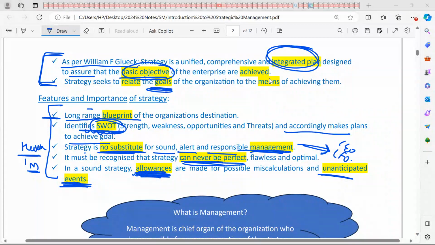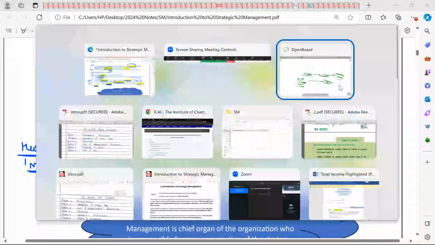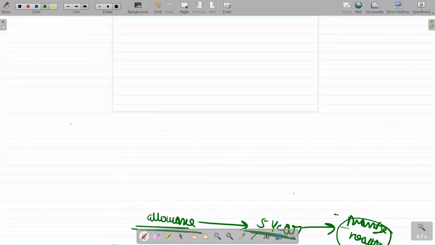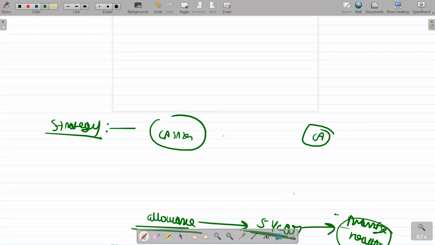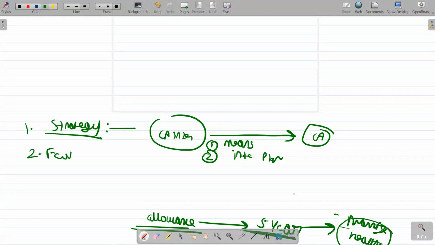So two things we have seen. First of all, what is a strategy? We have seen that strategy is a means. Today you are here, you want to go there, so a strategy is a means to achieve that goal. Second, a strategy is an integrated plan that is designed in such a way that your basic objective is met. This is the meaning of strategy. Second thing, the features of strategy: we have seen that it is a long range blueprint.